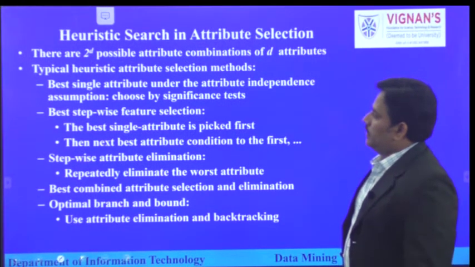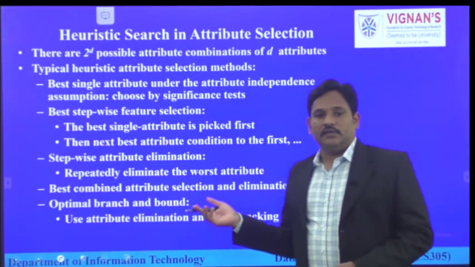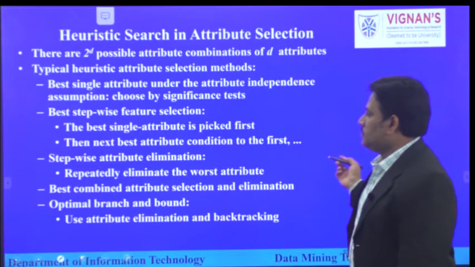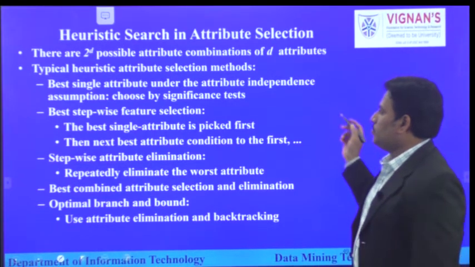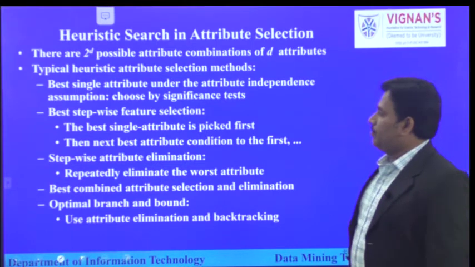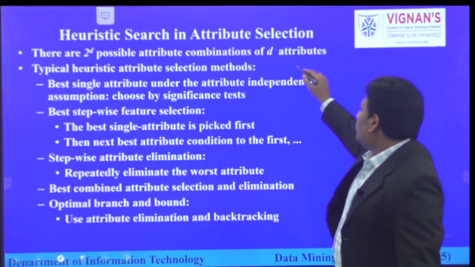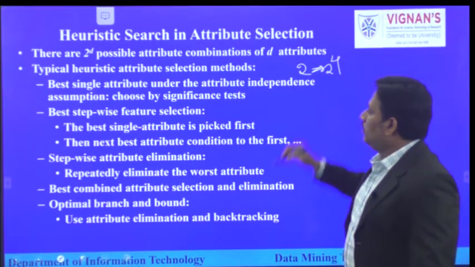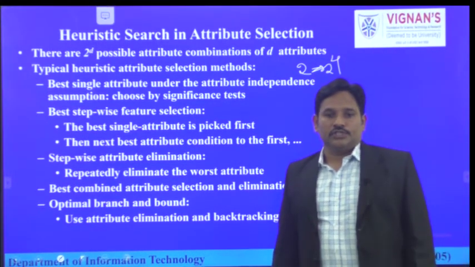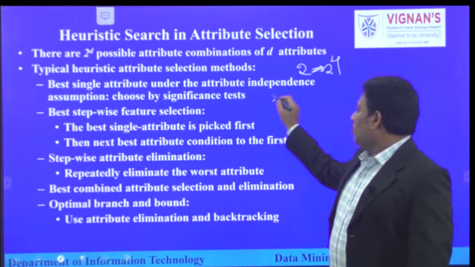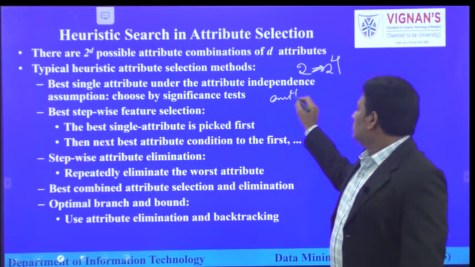Next, there is another approach, the heuristic approach. That means, how can we do feature subset selection? Here, some commonly used techniques are proposed. There are 2 power d possible attribute combinations for d different attributes. That means, let us assume we have 2 attributes, then there is a possibility of finding 2 power 4 attribute combinations. Let us say here we have employee ID and employee name.